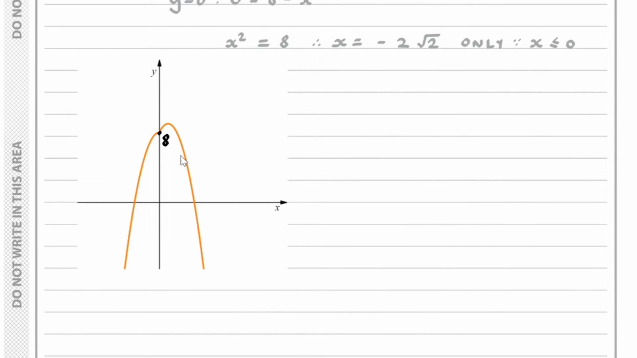Still crosses at 8. Here, this part still crosses at 4. This part here crosses at negative 2 root 2. We have here the graph of y equals 8 plus x plus the mod of x minus x squared.